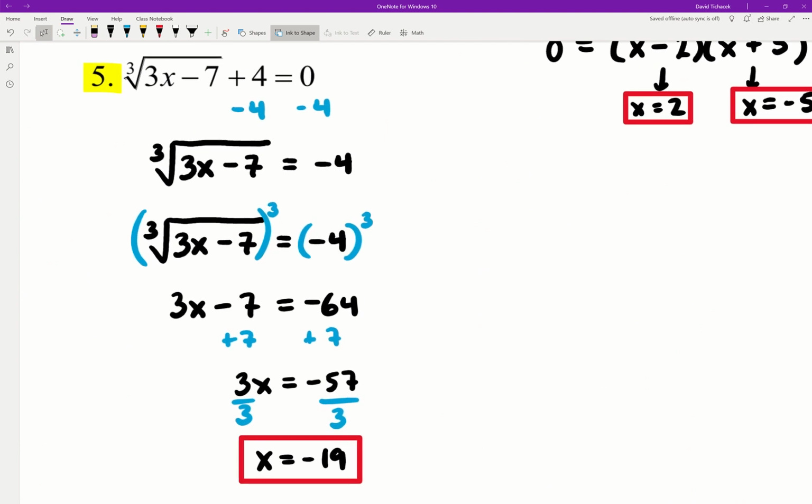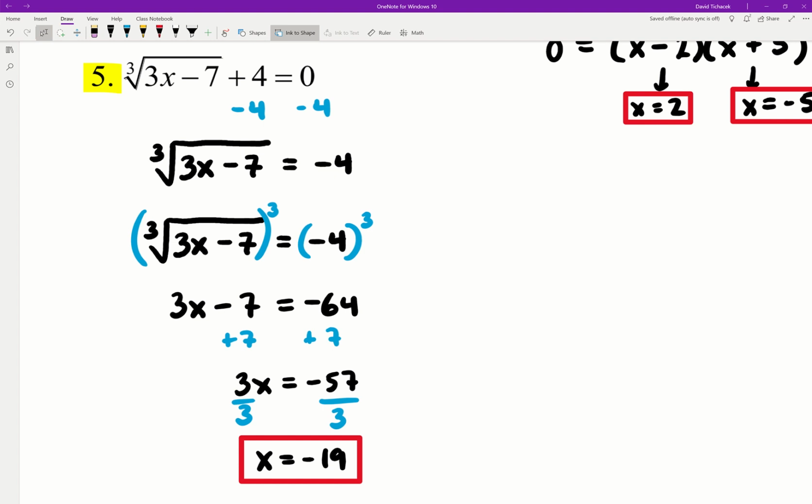So number 5 is an example of that. So here instead of a square root, we have a cube root. And so again, we perform that first step of subtracting 4 from both sides because we're trying to get that root by itself before we raise both sides to an exponent. And because of course we have a cube root, we're going to raise both sides to the power of 3.